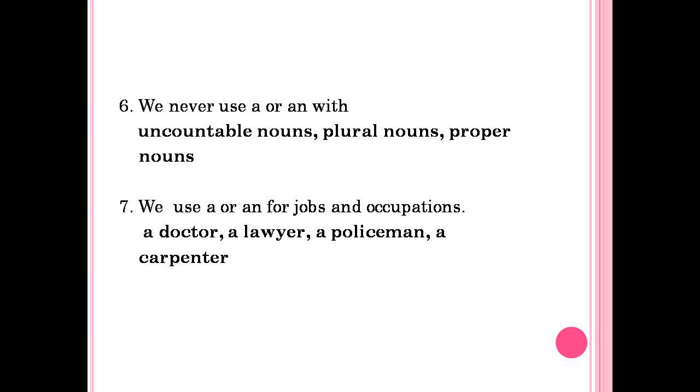Number 7. We use "a" or "an" for jobs and occupations. For example, he's a doctor, a lawyer, a policeman, a carpenter. Before the names of these jobs or professions, we use "a" when they are singular in number: a doctor, a lawyer, a policeman, and a carpenter.